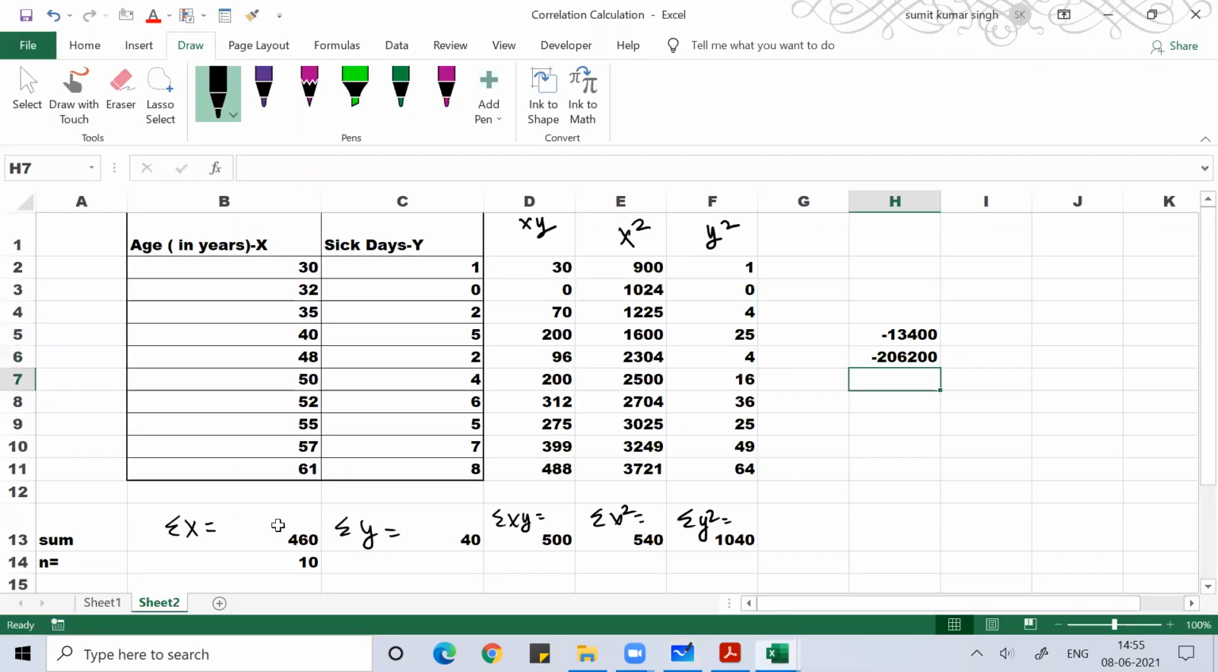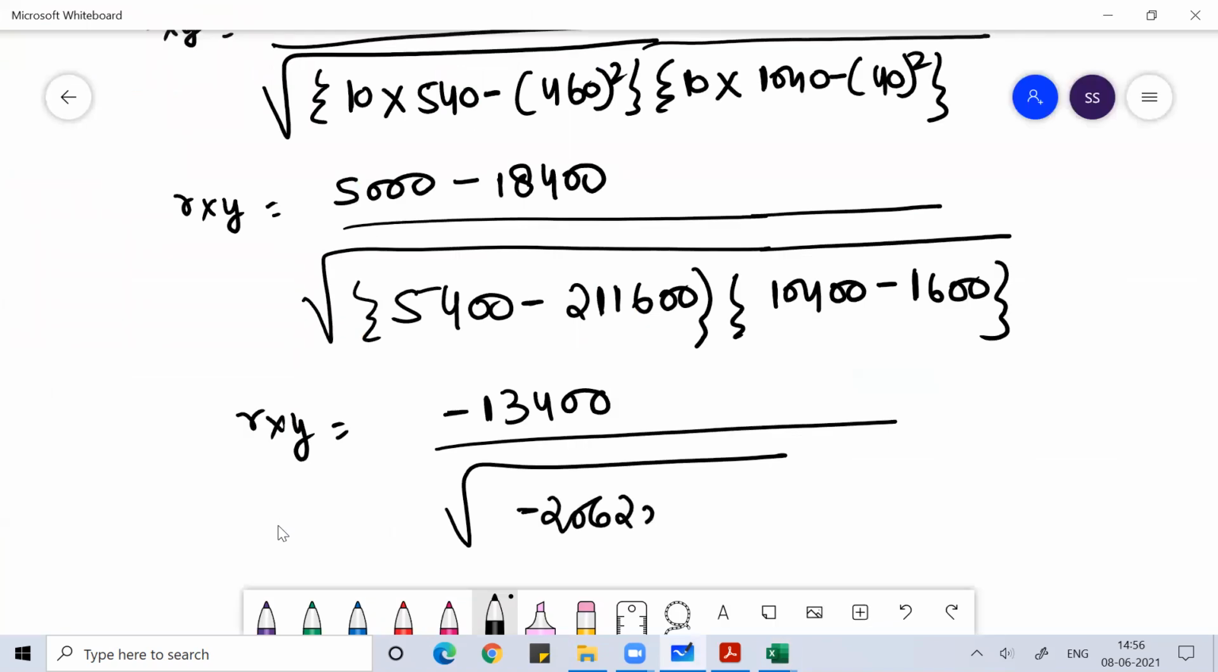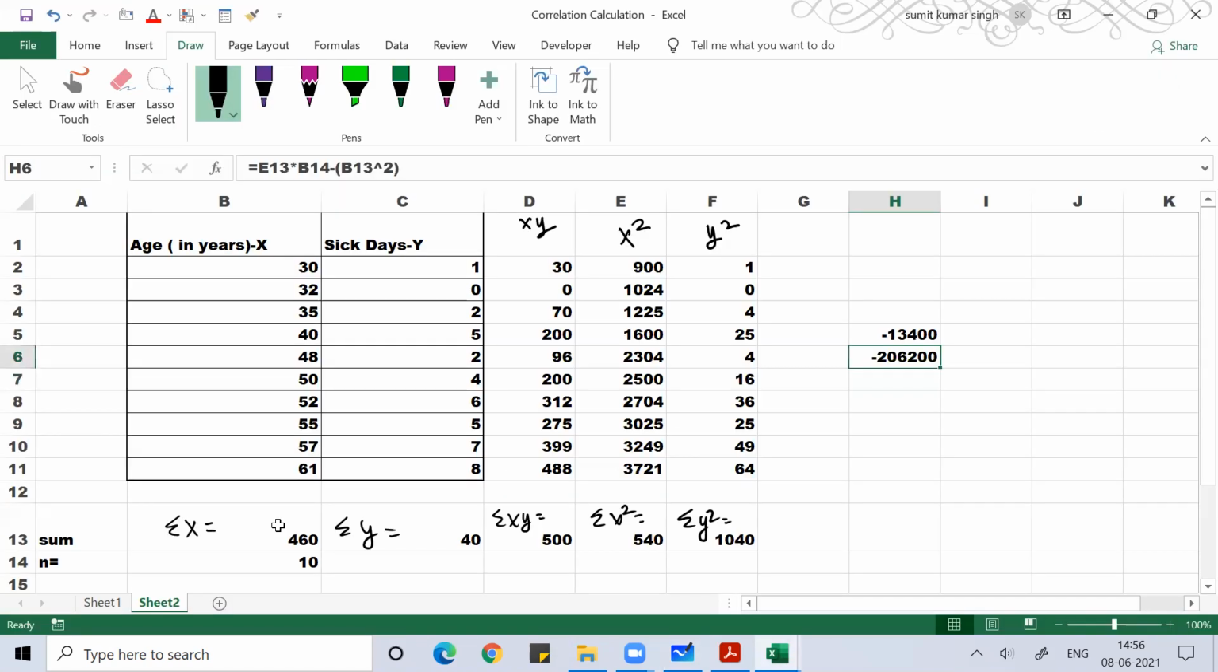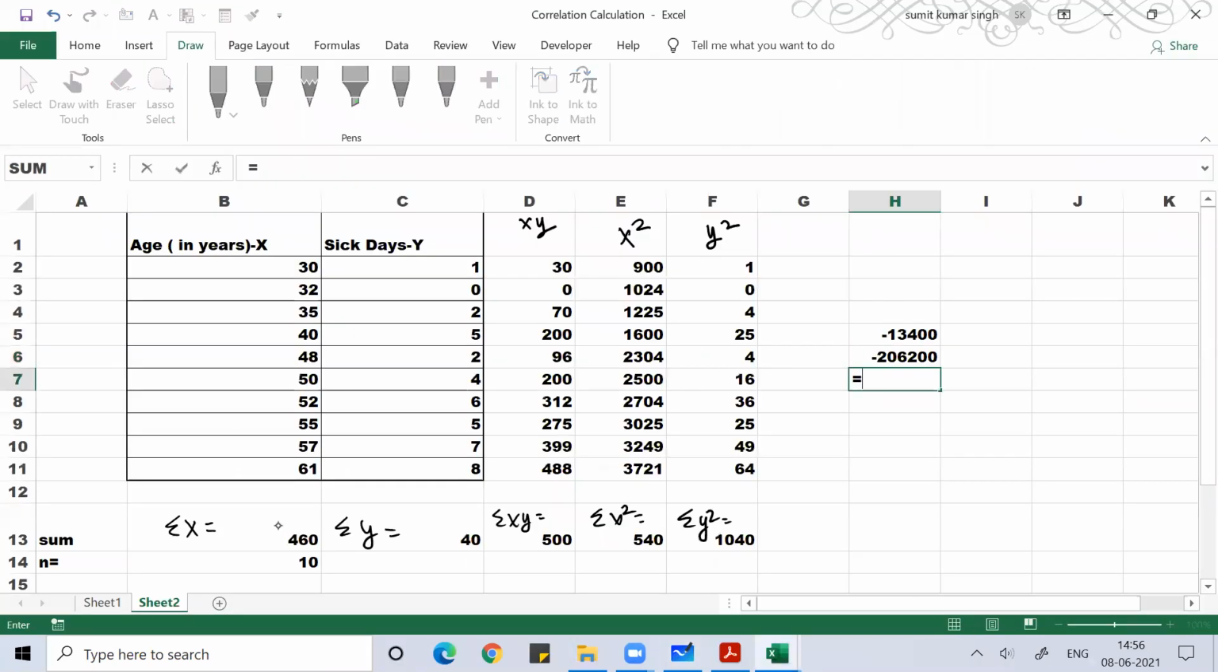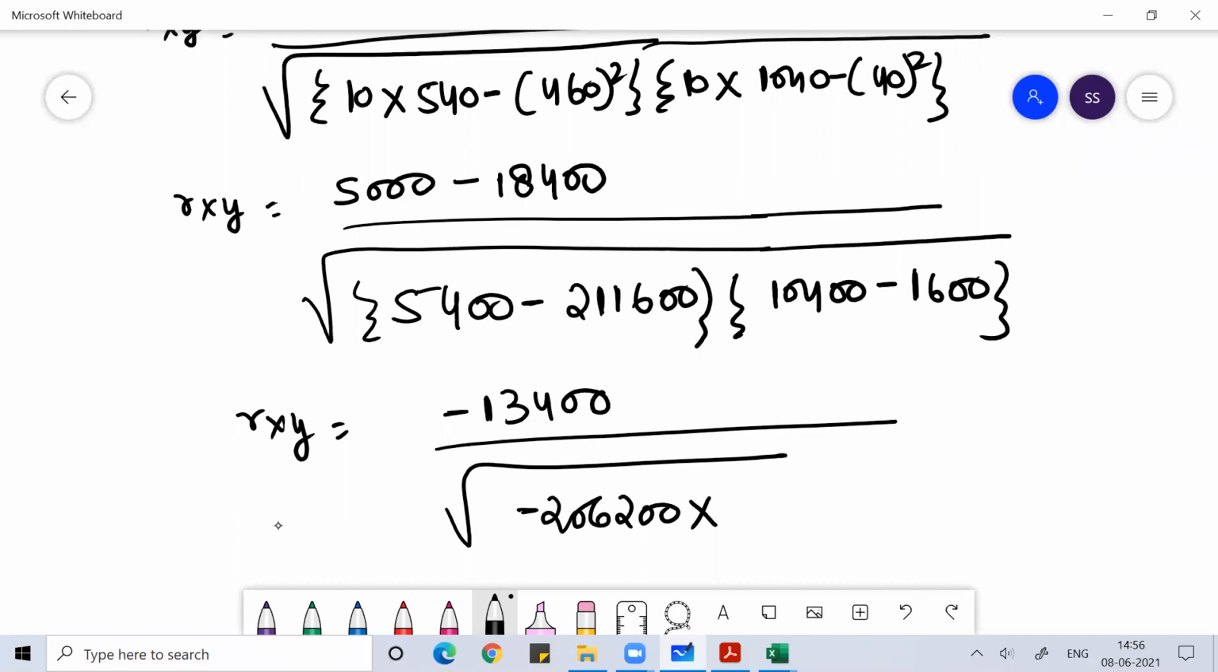That is 460 square, right? 460 square. So n summation of x square minus summation of x whole square, minus 206200, minus 40 square. So this is 10400 minus 1600, 8800.